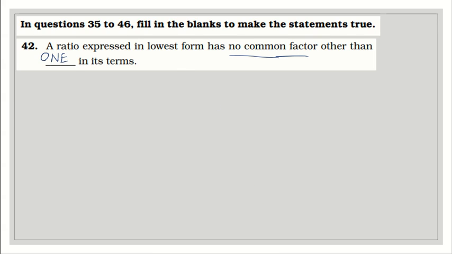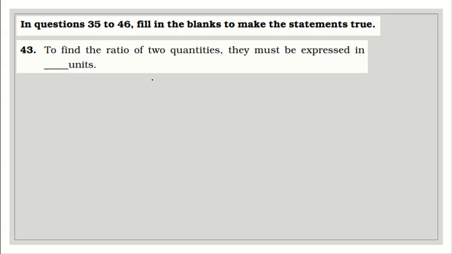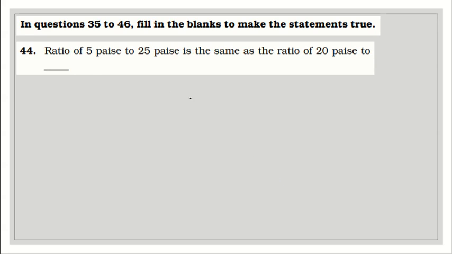Okay. Then moving on to question number 43. To find the ratio of two quantities, they must be expressed in the same units. So, we must express both the terms in the same units. That is, both the antecedent as well as the consequent must be in the same units. Moving on to question number 44.